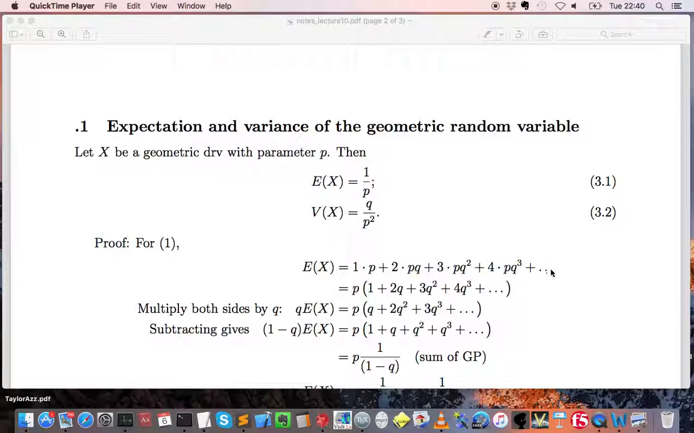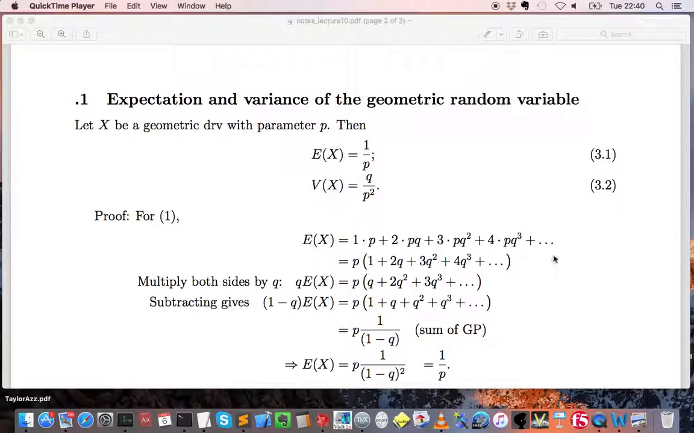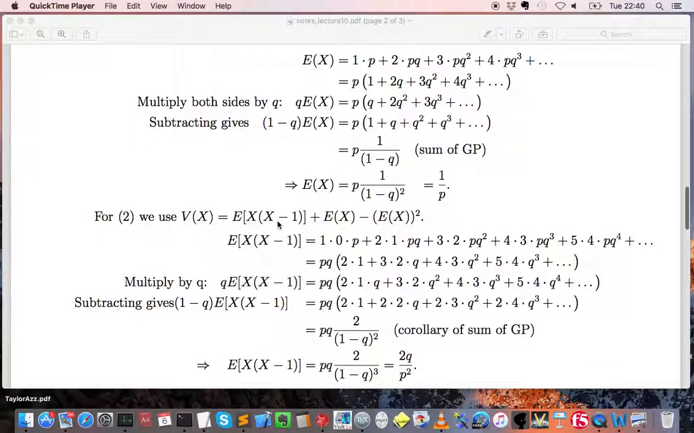To compute the expectation, and later the expectation of x times x minus 1 for the calculation of the variance, we used a trick and the properties of the sum of a geometric progression.